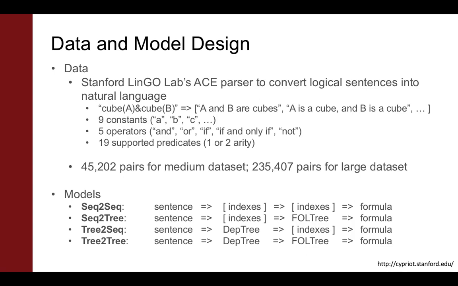I used a dependency parser to get a tree structure and fed that directly in as input. This I call the dependency tree, or dep tree. The tree output is simply a logical tree that branches up the predicate or the operator. This I call the first-order logic tree, or fol tree.